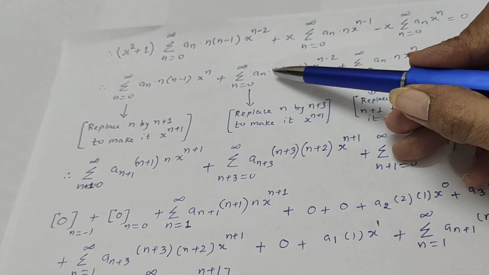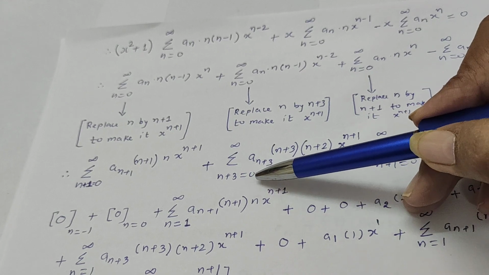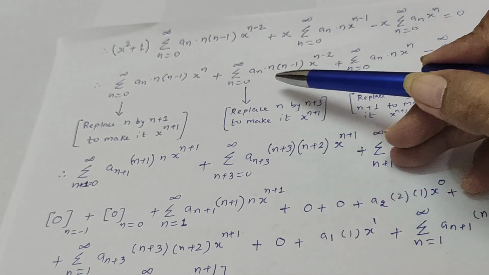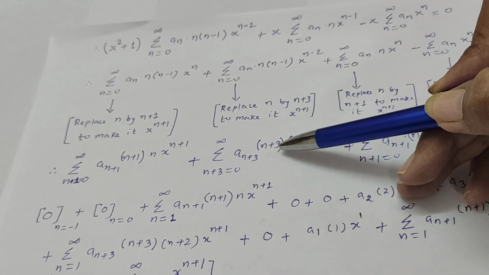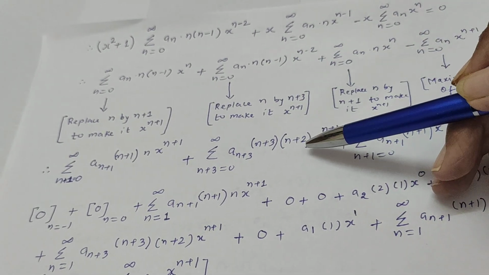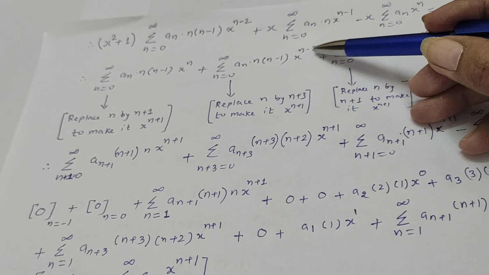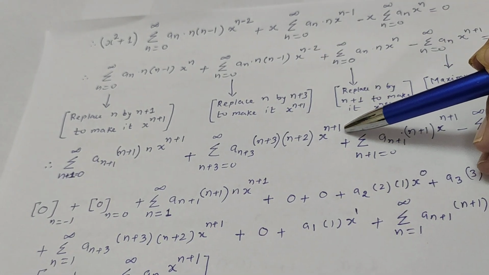Now in this term we have to replace n by n plus 3, so summation from n plus 3 equals 0 to infinity a_{n+3}, replacing n by n plus 3, so plus 3 minus 1, it will become n plus 2, and replacing n by n plus 3, so n plus 3 minus 2, the result is n plus 1.